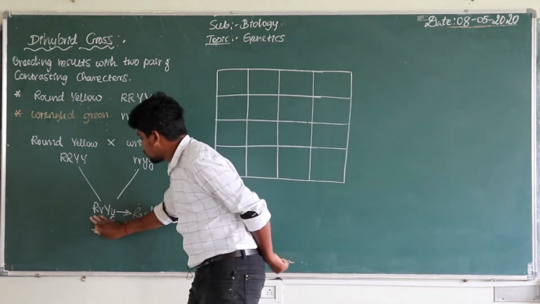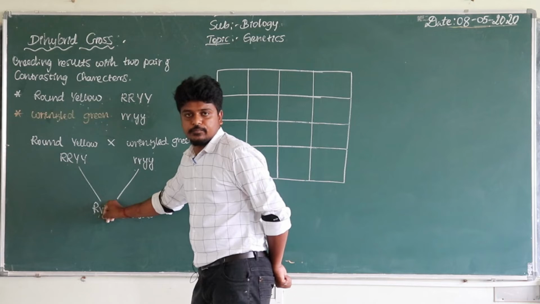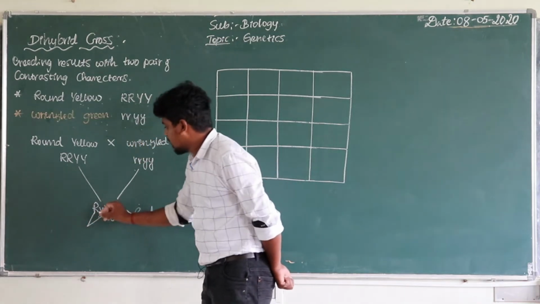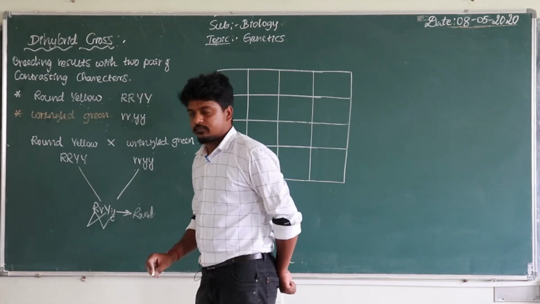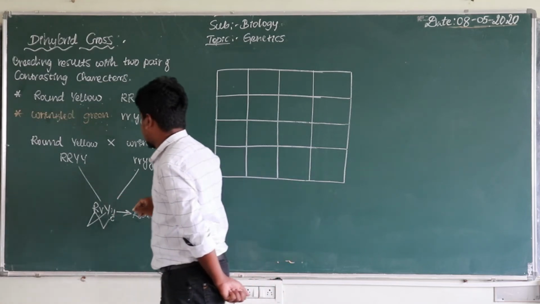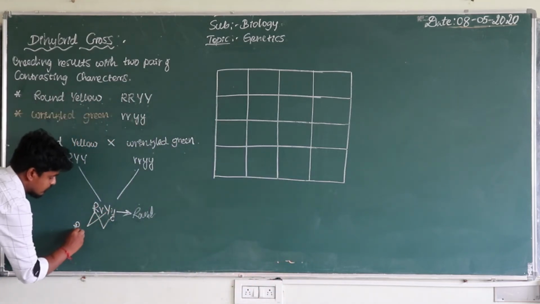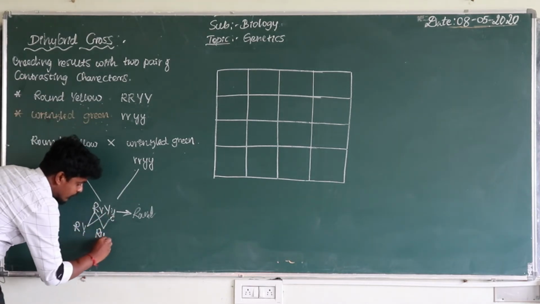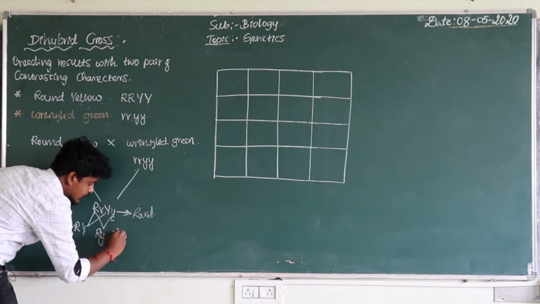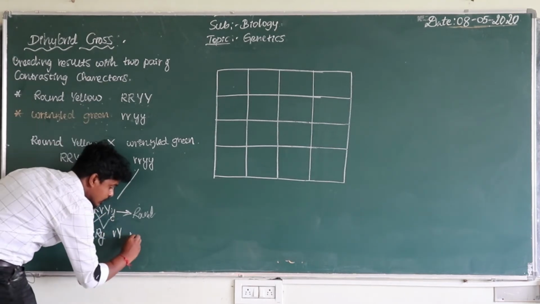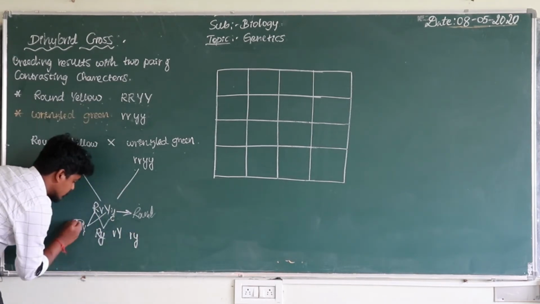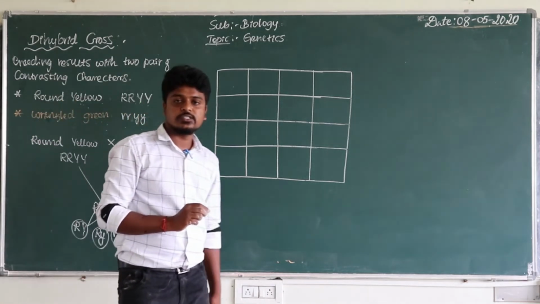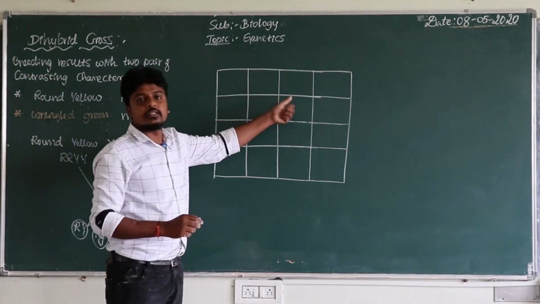You have to write the triads first of all. You have to cross the capital R and capital Y, the capital R and small y, small r and capital Y, small r and small y. So these are the different triads that we have to apply in the Punnett box.